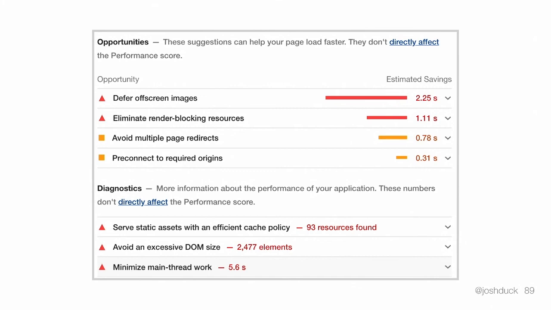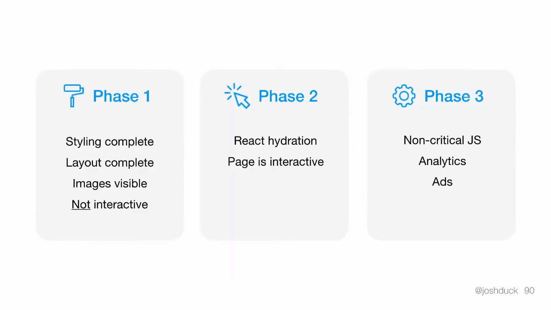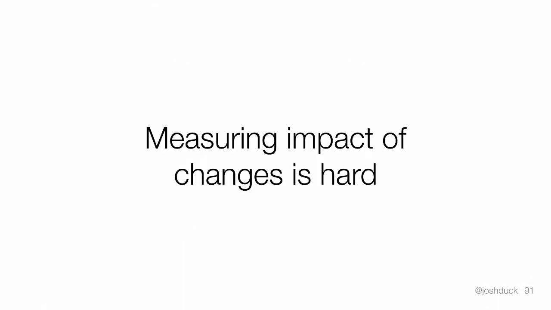So you need to take this with a grain of salt. Us having this mental model of how we wanted the page load to work, that was that grain of salt. So we could combine Lighthouse's suggestion with our own understanding and then decide which of these things we actually wanted to do. The next thing is that measuring the impact of changes is hard.